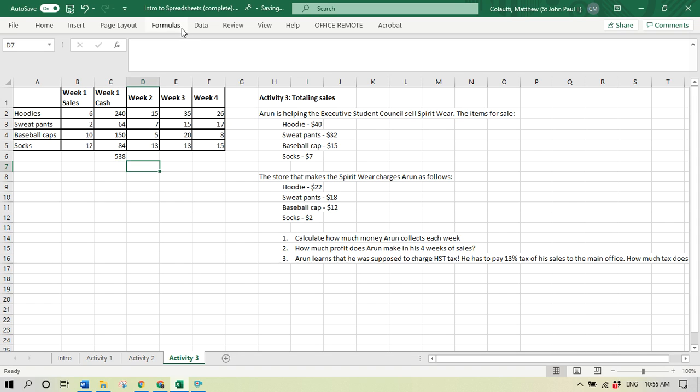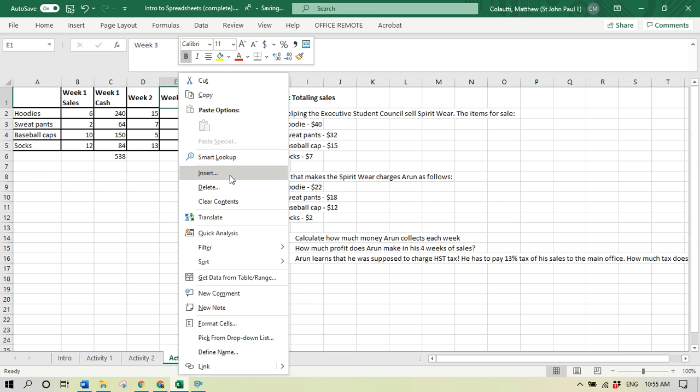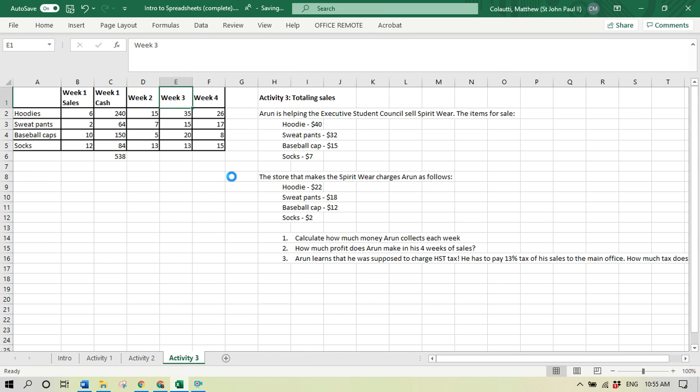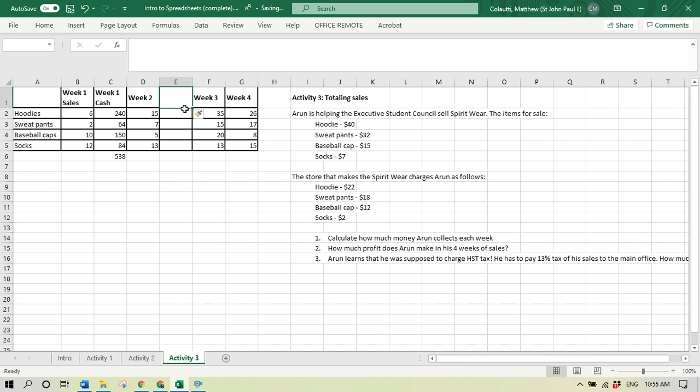Now, I'm going to do that for the other weeks. I'm going to do the same thing. I'm going to need to insert a column. What I tend to do is I just right-click and go Insert entire column. So this is his week 2 sales. This is his week 2 cash.